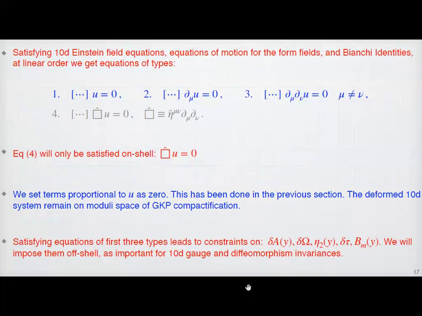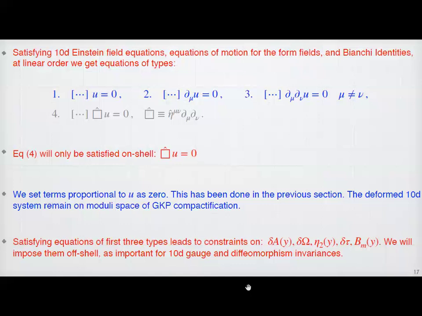And we want to satisfy the Kähler Einstein's field equations of motion for form fields and Bianchi identities at linear order. And schematically, we get these four kinds of equations. So I will start from the fourth one. One contains the box operator of U equals 0. This we will not satisfy.